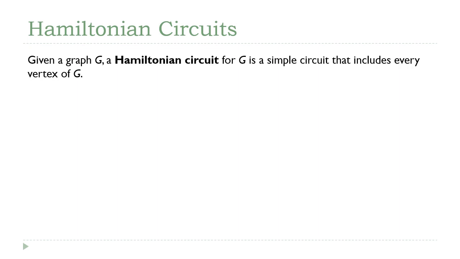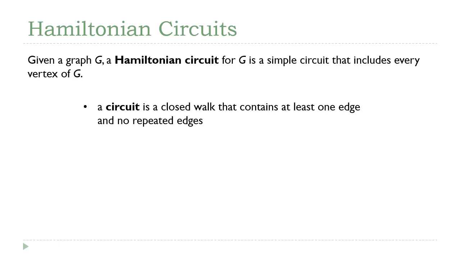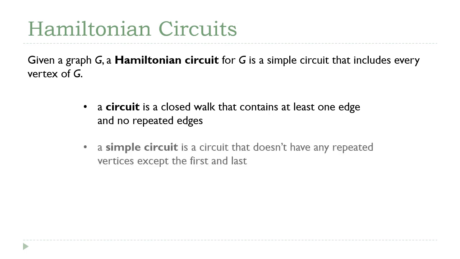Now, a Hamiltonian circuit is very similar to an Euler circuit, except it requires that every vertex has to be crossed exactly once rather than every edge. So remember, first, that a circuit is a closed walk that starts and stops at the same vertex and that doesn't repeat an edge. A simple circuit is one that also doesn't repeat any vertices. So when you put all of this together and translate it into simpler terms, a Hamiltonian circuit is one that touches every vertex exactly once, except for the starting and ending vertex, which does have to be the same.